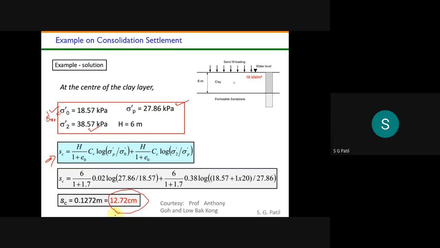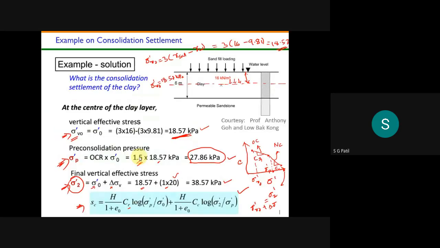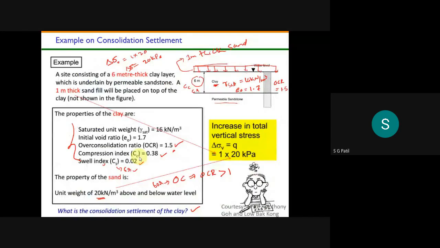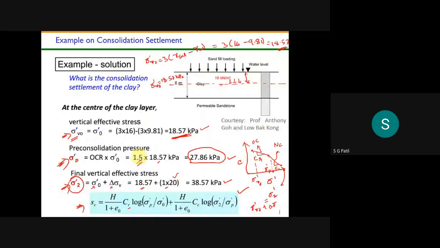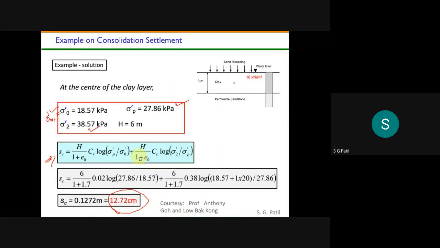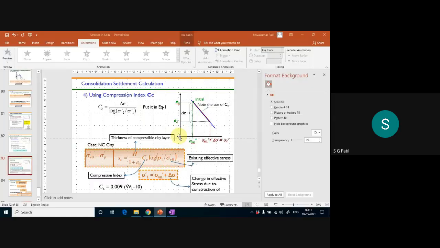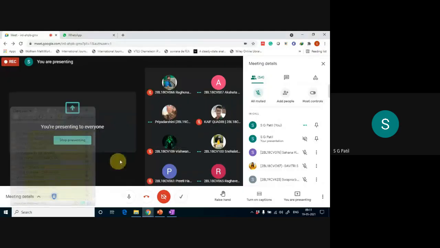Any doubts here? Yes, any doubts are there? Priyadarshini? No, sir, no doubt.